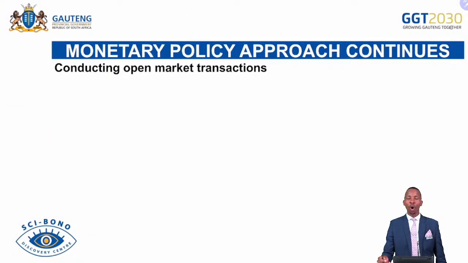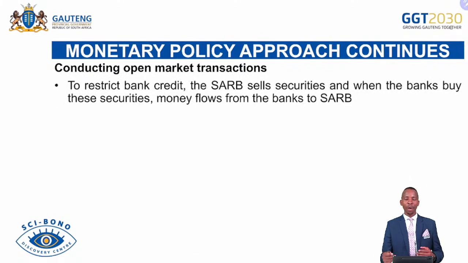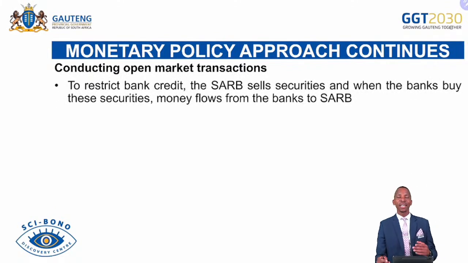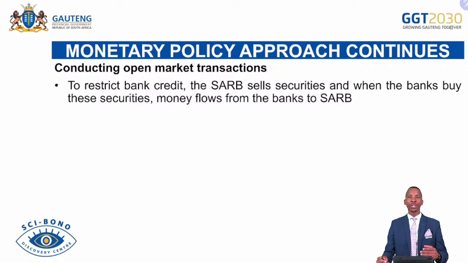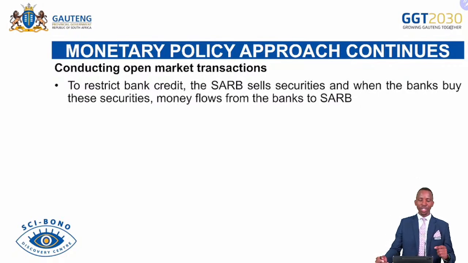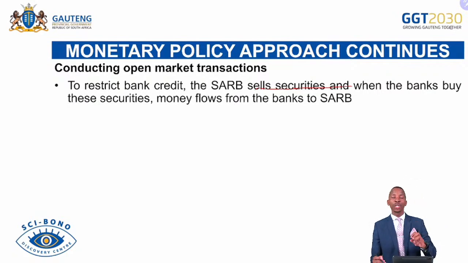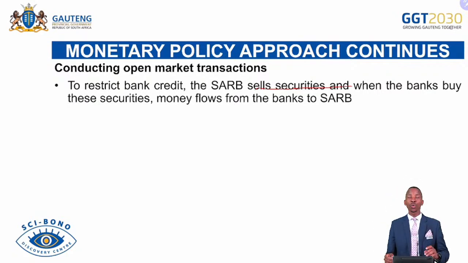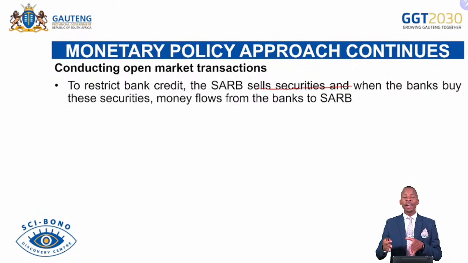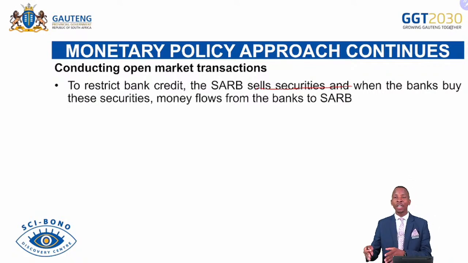We talk about now open market transactions. Remember that open market transaction is all about selling or buying financial securities or bonds in the open market. So to restrict bank credit, the South African Reserve Bank sells financial securities, and when banks buy these securities, the money is taken back from the circulation to the South African Reserve Bank, into custody. So that money is not available. The money in the South African Reserve Bank is not available in circulation.